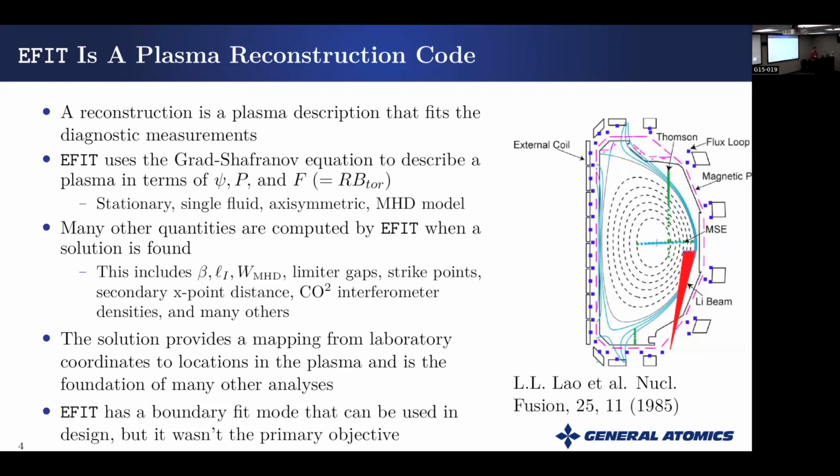EFIT itself is described in a lot more detail in Lao's popular references going back to the 80s, but there's certainly more recent examples as well. And the figure on the right here shows an example of different diagnostics that have been set up in EFIT. Some of these are frequently used, such as the probes, coils, and MSE. Other ones, such as the lithium beam and Thomson scattering, are not usually used directly in EFIT anymore. Lithium beam is not a common diagnostic for equilibrium reconstruction so much anymore.